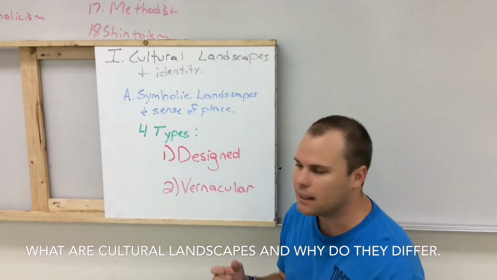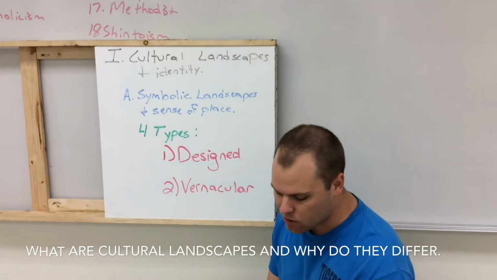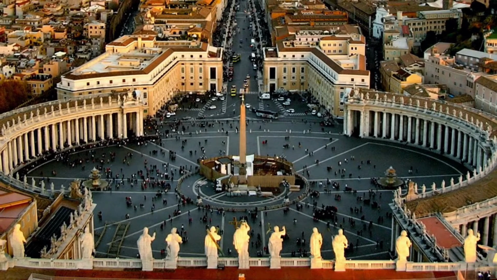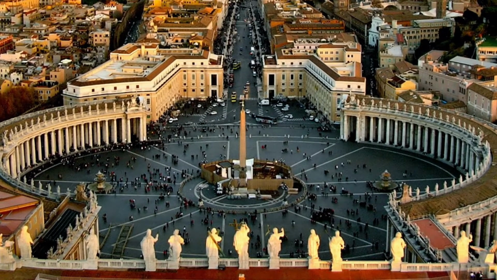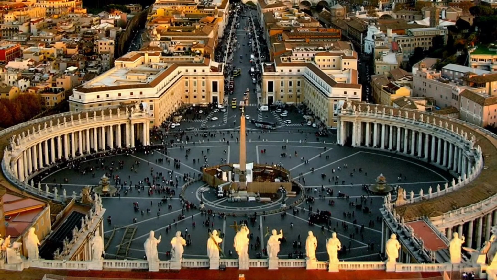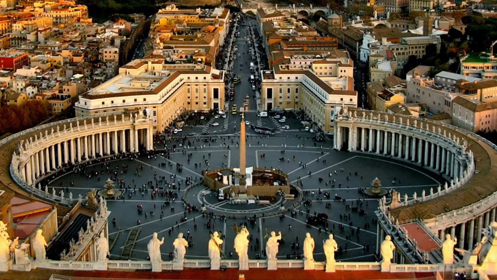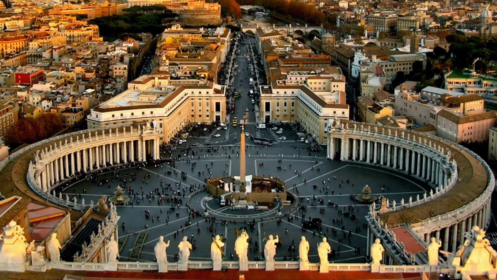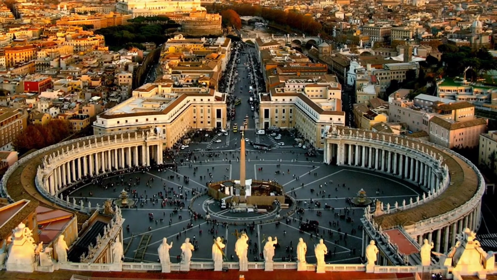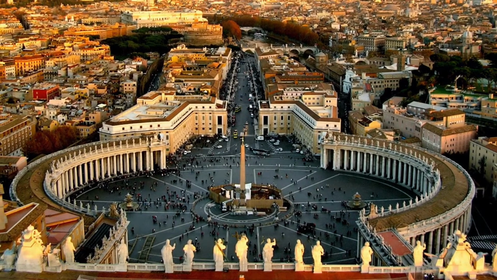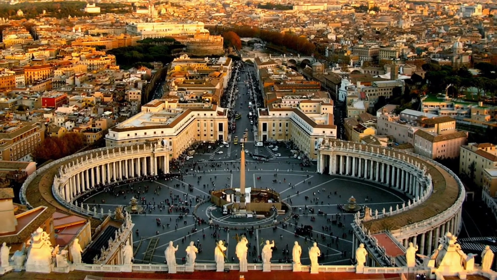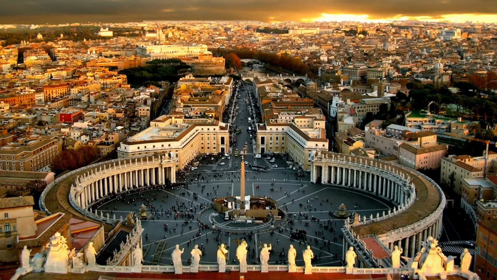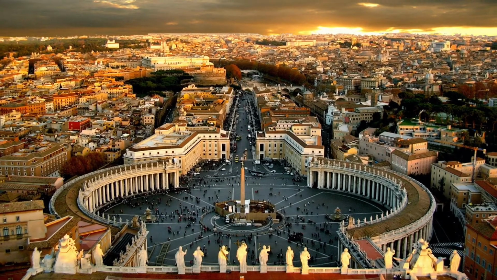The first is designed. A designed cultural landscape is consciously designed to embody what the architect wants to embody, meaning he's creating something on purpose, and the layout of that aspect is for a specific purpose. An example of that is Vatican City in Rome, and the architecture and layout of Vatican City is for a specific purpose in regards to the Roman Catholic faith. You can see in the picture there that there's a specific reason that things were laid out the way that they were.